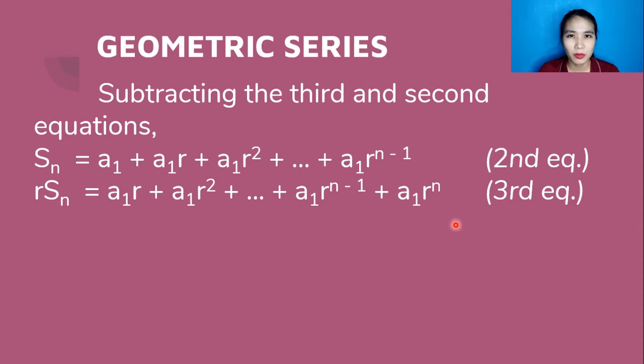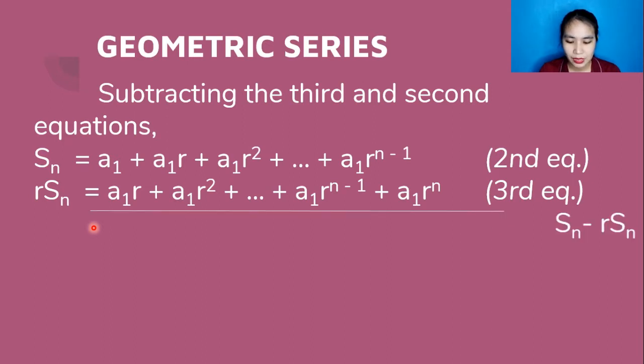Remember, in subtracting, we change the sign of the subtrahend. So between these two equations, our subtrahend will be r times S of n equals a sub 1 times r, and so on and so forth. And then after we change the signs, we need to add instead of subtracting. So let us now subtract these two equations.